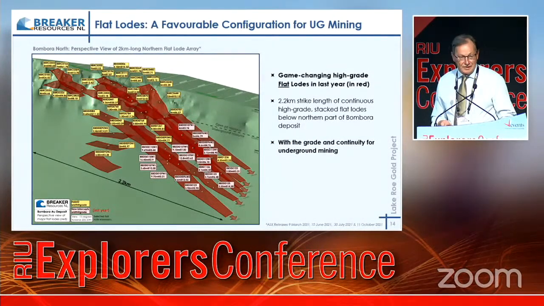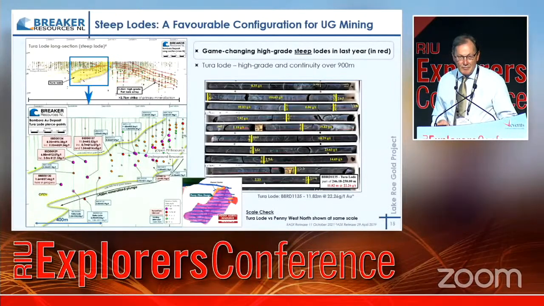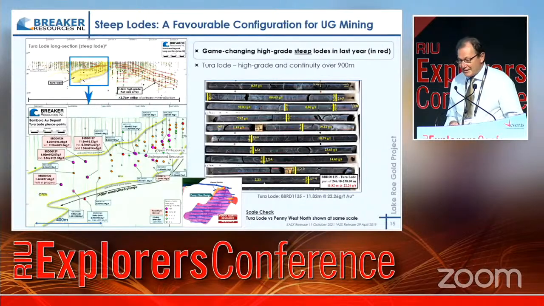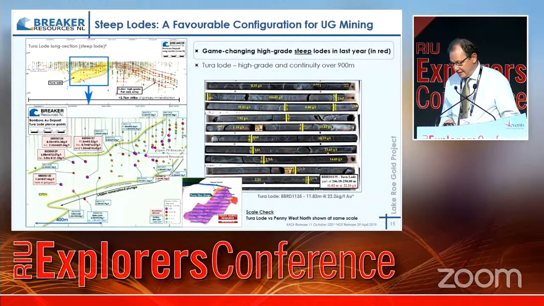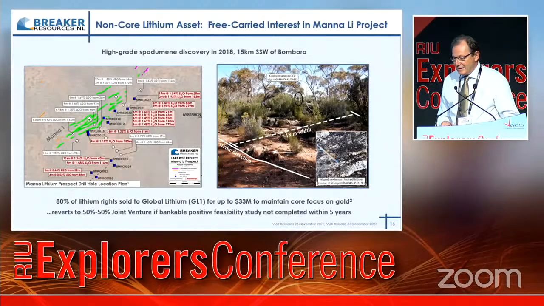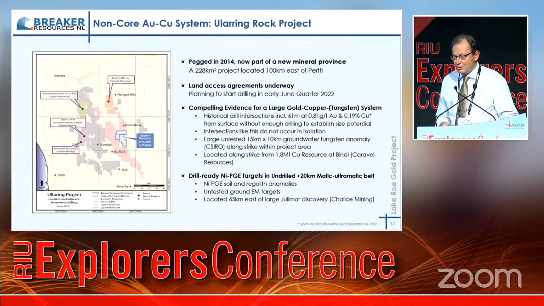This is some of the high-grade gold in the deep flat lodes that we've been hitting in the last year and a half. Good high grade over long distance equals mineability underground. The same applies on the steep lodes. The drill spacings you're seeing there are 80 metres apart. And I've got that Penny North resource in there purely as a perspective, but it's shown at the same scale as the map on the left. Non-core lithium, which I won't go into, you'll be able to read at your leisure. Non-core gold-copper system, which you can read at your leisure given the time constraint.